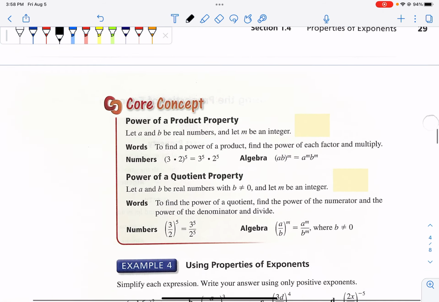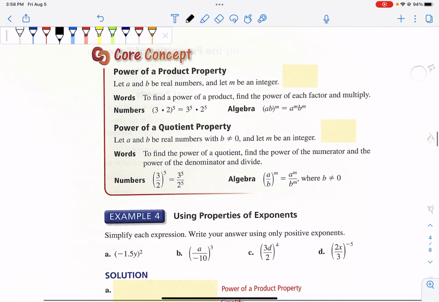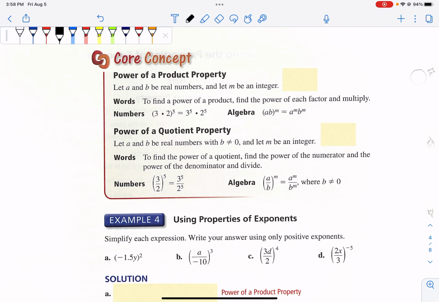All right, moving on. One more big topic, and then there's some story problems, but I'm going to let you kind of suffer through those on your own because you can. I believe in you. Power of a product.